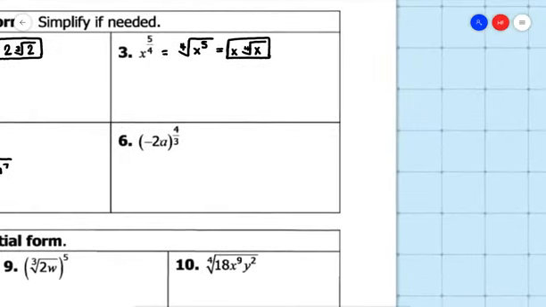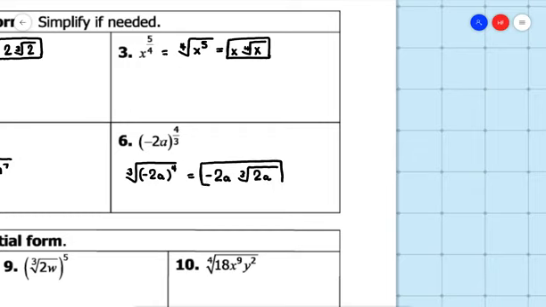Number 6, cube root of negative 2a to the 4th power, which means we can take out negative 2a, and we would have a 2a remaining. I did not keep it negative since we have that odd index, meaning the negative will come up to the front.